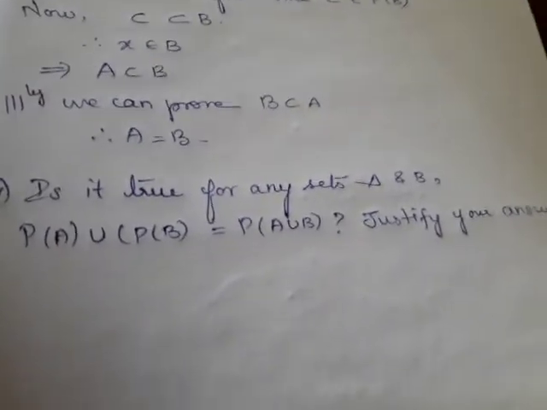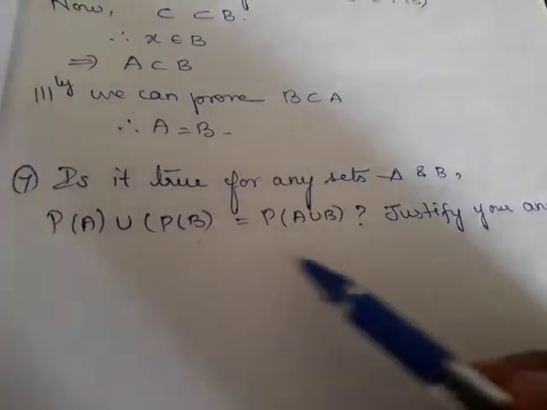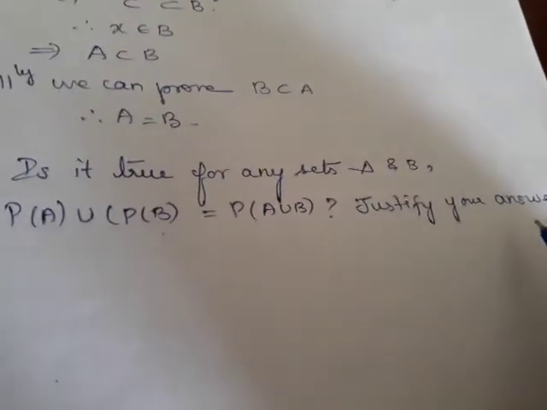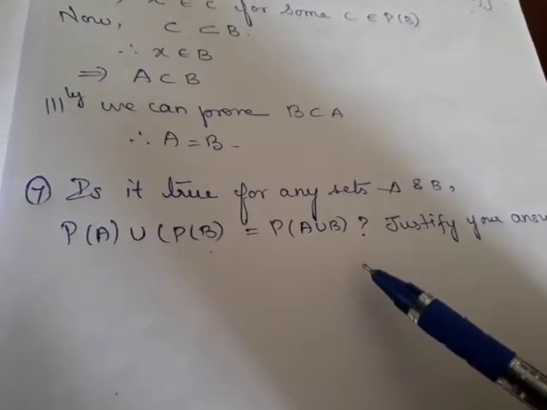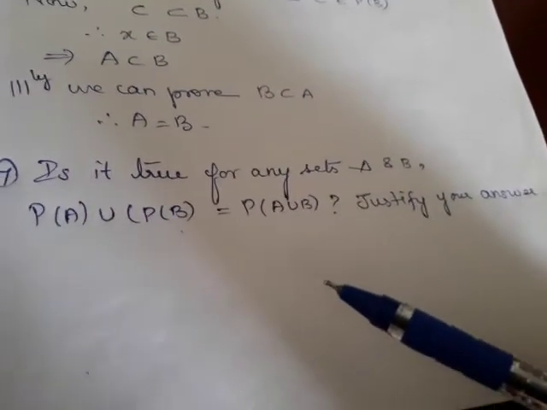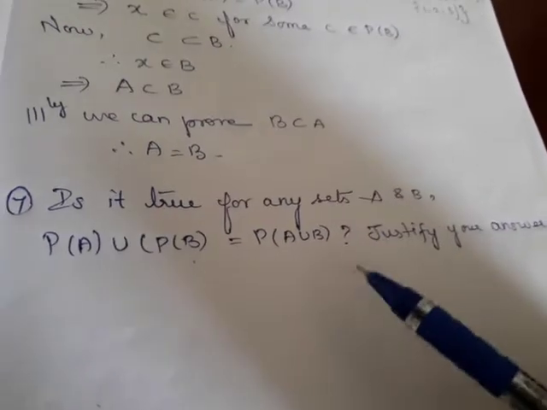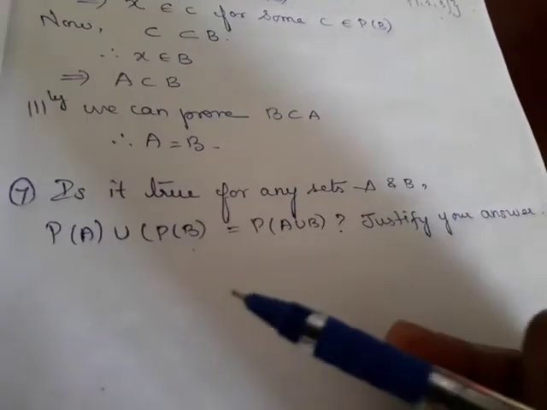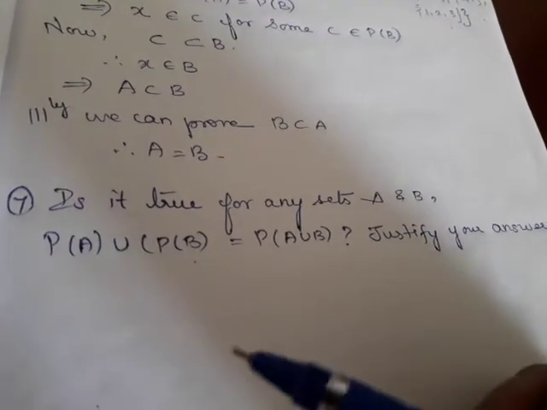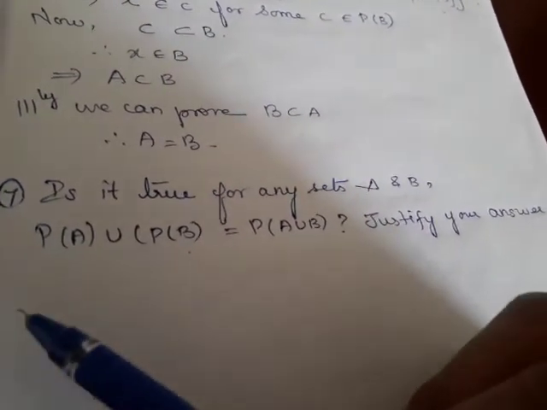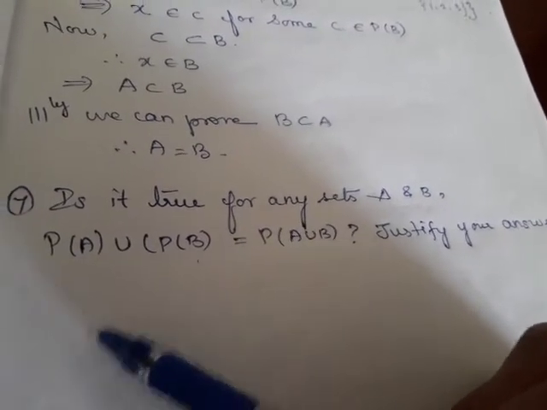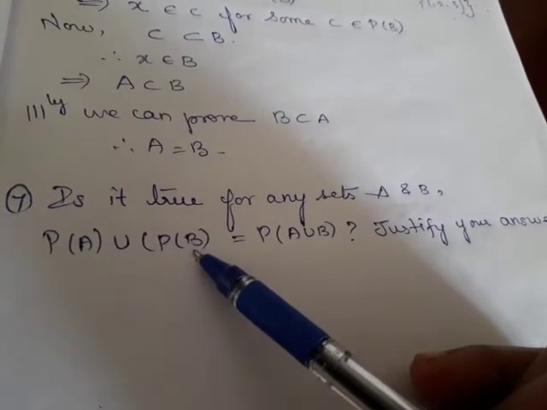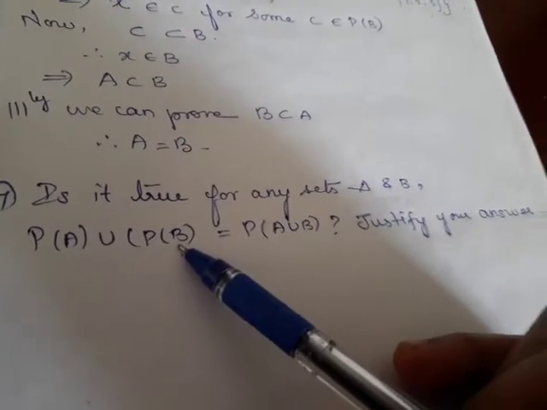Next question: is it true for any sets A and B that P of A union P of B is equal to P of A union B? Justify your answer. They asked whether this is true for any sets. So I am going to leave it for you. You can prove this by taking your own example. Take set A with some elements as you wish and set B with some elements. Find what P of A is, power set of A: list out all the subsets of A. Then P of B: list out all the subsets of B. Don't forget to include the null set and the original set.